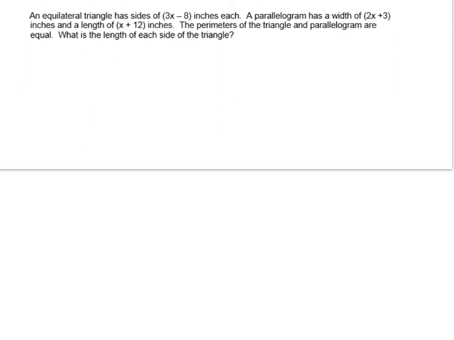Now this last one says an equilateral triangle has sides of 3x minus 8 inches each. Well, equilateral triangle means that all 3 sides are the same. So if we draw a triangle, we know that this side is 3x minus 8. We know that this side is 3x minus 8. And we know that this third side is also 3x minus 8.